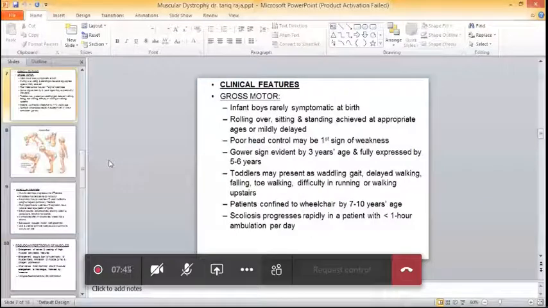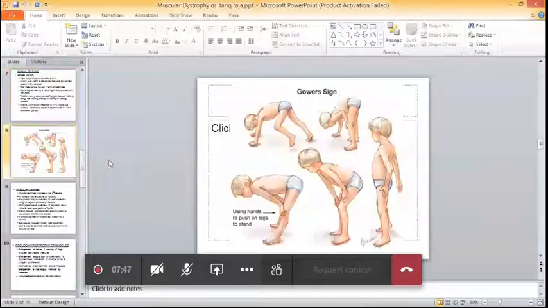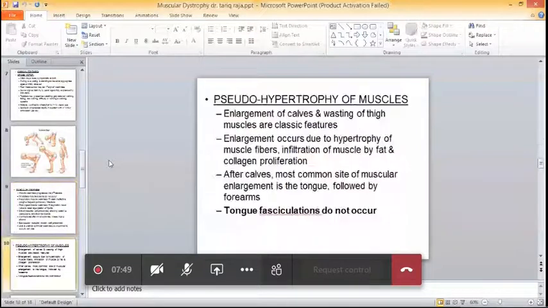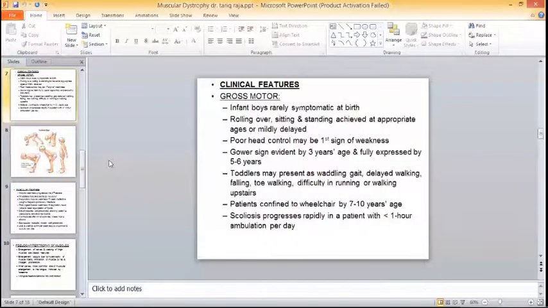Clinical features can be divided into gross motor and muscular portion. In gross motor, when the patient presents to you in infant age group, they are usually rarely symptomatic. They are able to roll over, sit and stand at appropriate ages. Poor head control may be the first sign of weakness, though it may or may not be present.